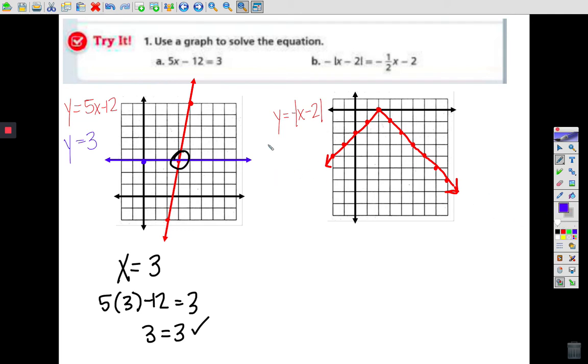All right, our second equation is going to be y is equal to negative 1/2 x minus 2. So that tells me I've got a y-intercept at negative 2, which is on our graph, and then I can either go up 1 and left 2, or down 1, right 2, to figure out where I may intersect.